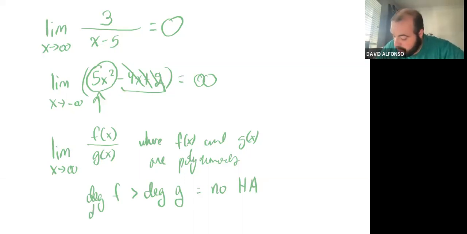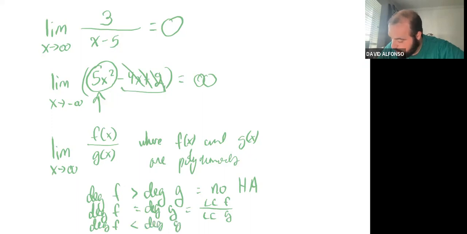If the degrees are the same, then you would just divide the leading coefficients. LC stands for leading coefficient. And if the degree of the top is less than the degree of the denominator, then the horizontal asymptote would be 0. I don't know if you remember that. I also taught that in Algebra 2. That's a little trick to help you when doing a rational function.